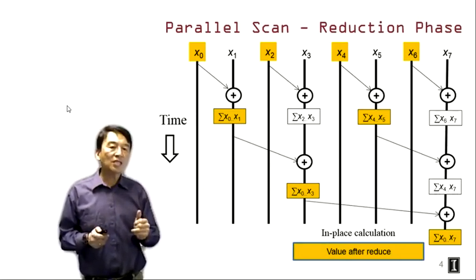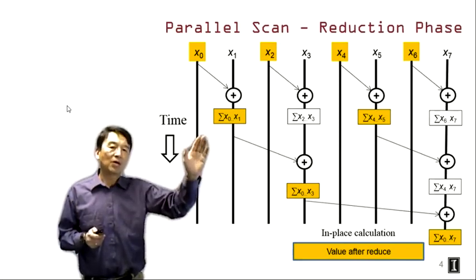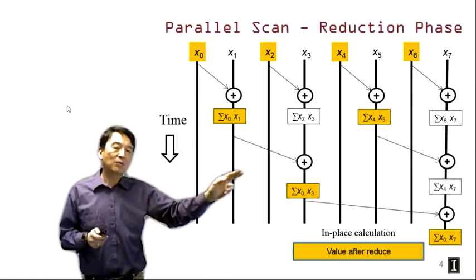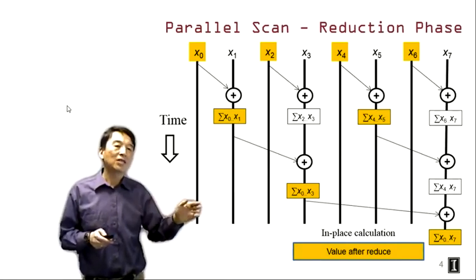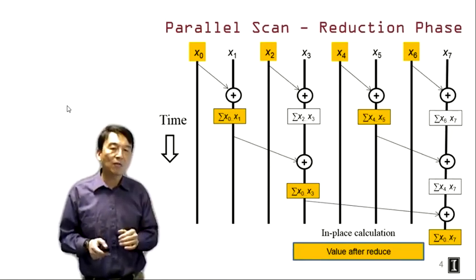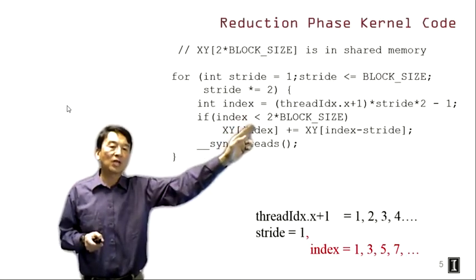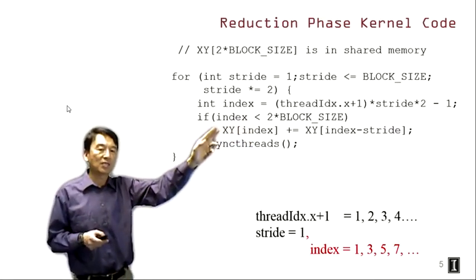In the next iteration, because we multiply the indices by 4 now and then subtract 1, thread 0 will be mapped to 4 minus 1, which is 3, and thread 1 will be mapped to 8 minus 1, which is 7. We're going to have just those two threads active because we do an if test in the code where the index has to be less than the number of data elements that we have in the section.